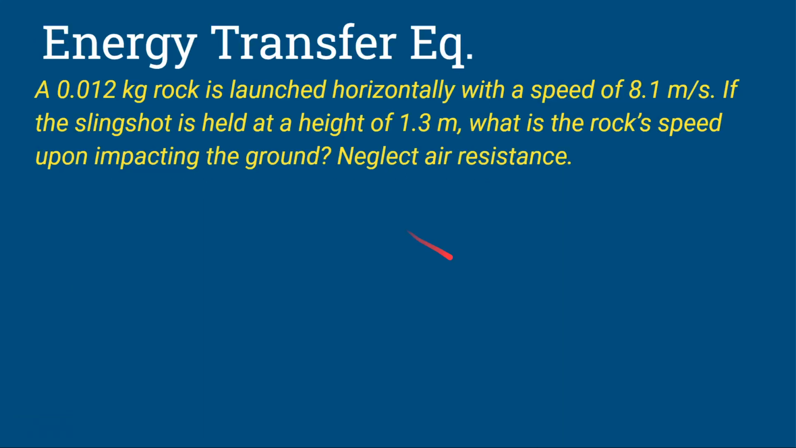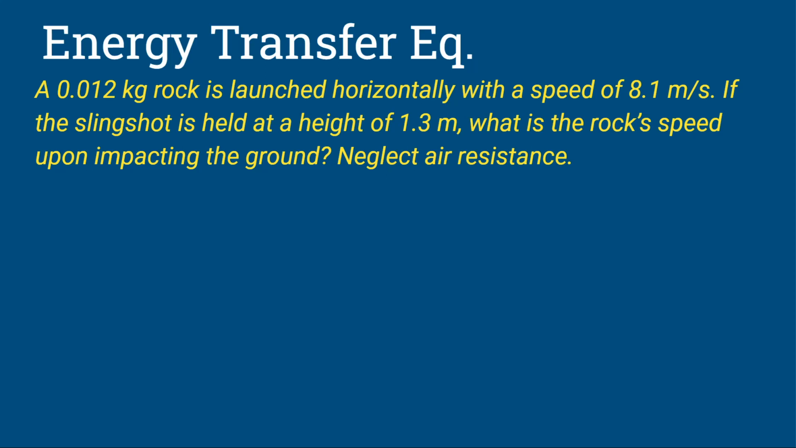Okay, so like I said, we have some notes, and it's going to be a lot of examples like this one. So again, I would encourage you to write down some more of these examples, especially if you were running into problems whenever you were trying to work through them yesterday. This one says, a 0.012 kilogram rock is launched horizontally with a speed of 8.1 meters per second. If the slingshot is held at a height of 1.3 meters, what is the rock's speed upon impacting the ground?